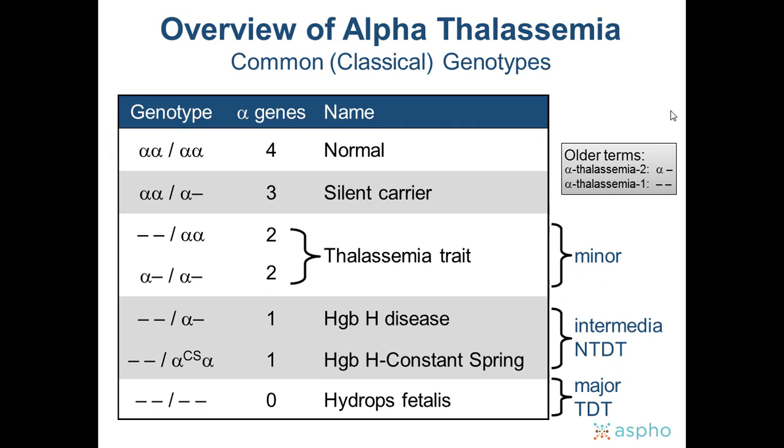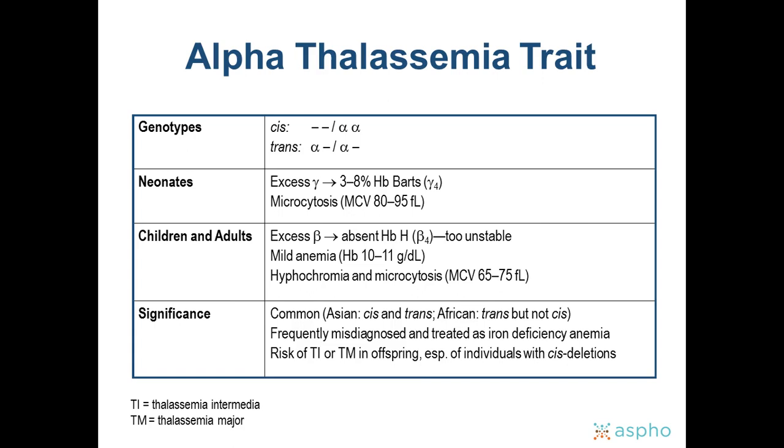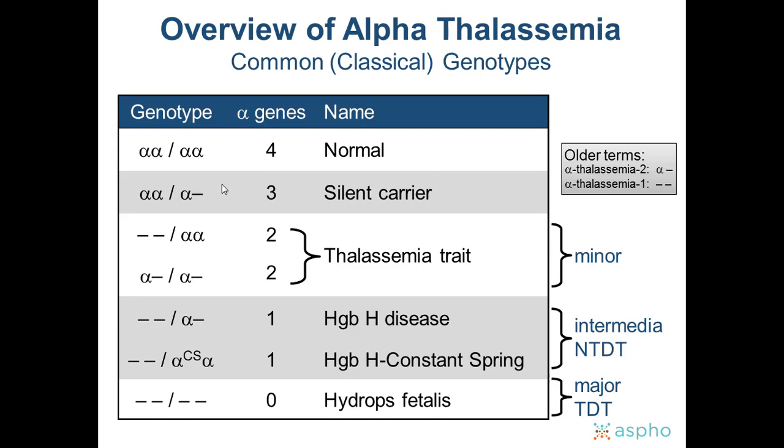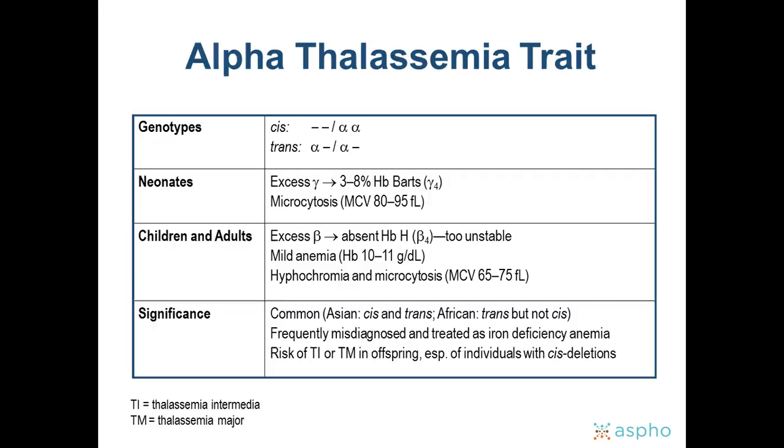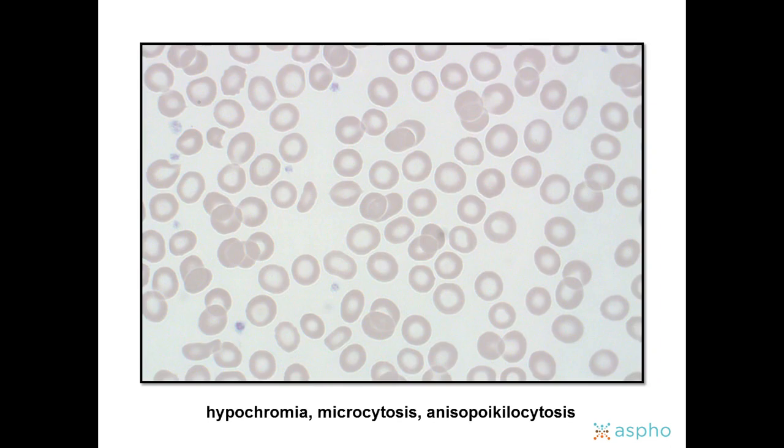And there's some old terminology here. For example, if you have 2 genes deleted, they called that alpha thalassemia 1. But if you had 1 gene deleted on the chromosome, they called that alpha thalassemia 2. I think to confuse you. All right, so I'm not going to talk anymore about silent carrier state because it's not a clinical condition, but I'm going to talk about thalassemia minor, intermediate, and major in brief terms to make sure we're all on board.